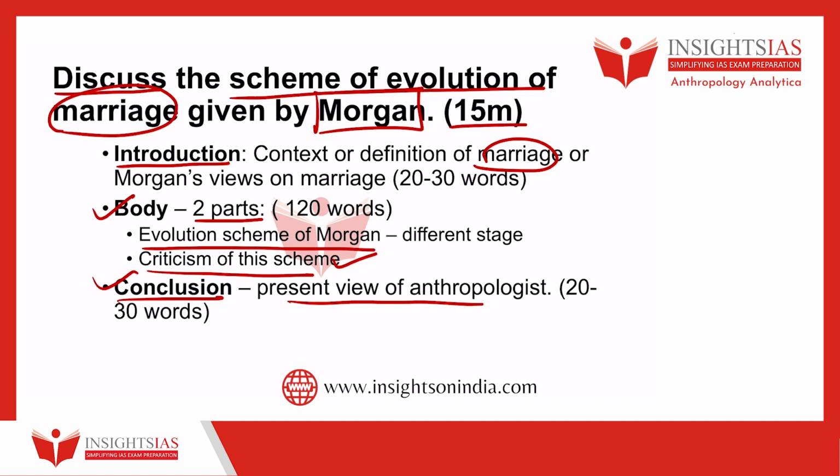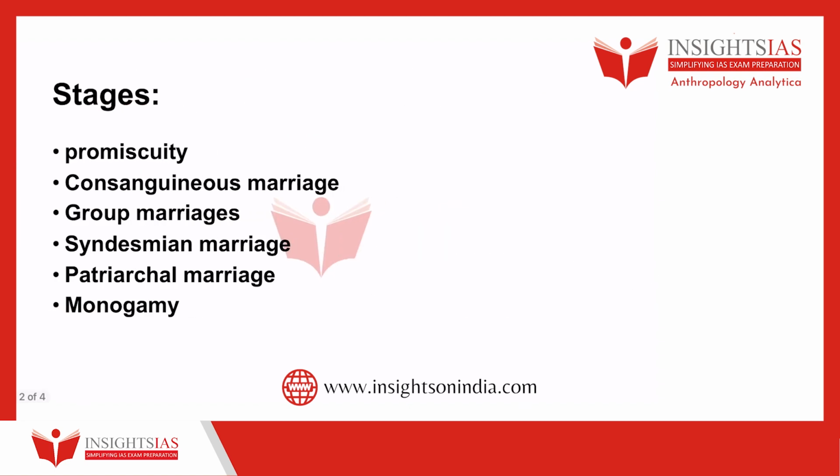Okay, so the classical evolutionist attempts to study the origin and evolution of social institutions in order to explain the evolution of society. So Morgan took marriage as an example to explain how society evolved. So he gives the following stages.